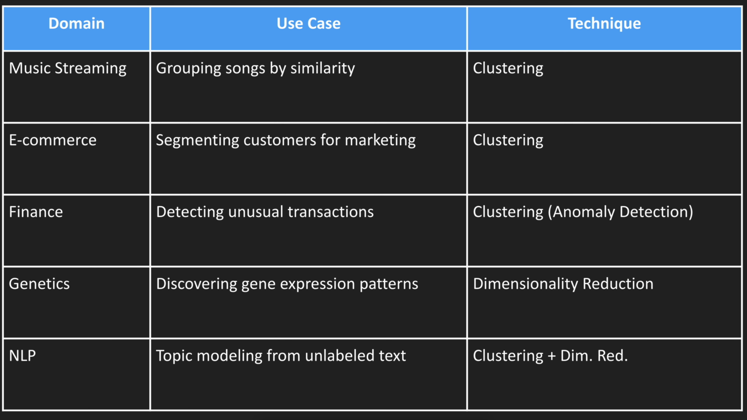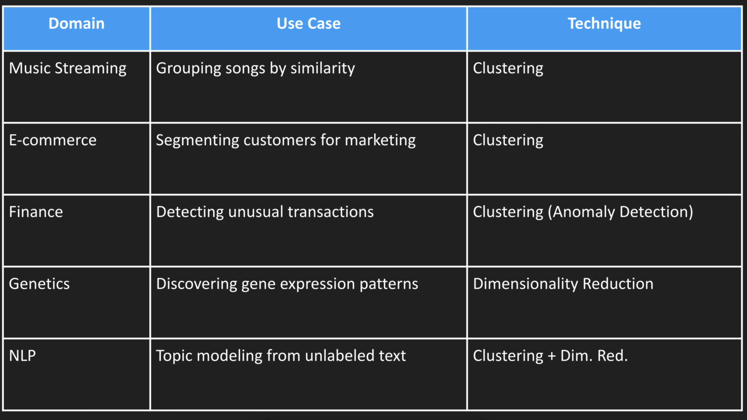So let's take a look at the different domains where unsupervised learning and these two techniques are used. For example, in music streaming, grouping songs by similarity is a clustering problem. In e-commerce, segmenting customers for marketing is also a clustering problem. In finance, detecting unusual or fraudulent transactions is an anomaly detection problem.